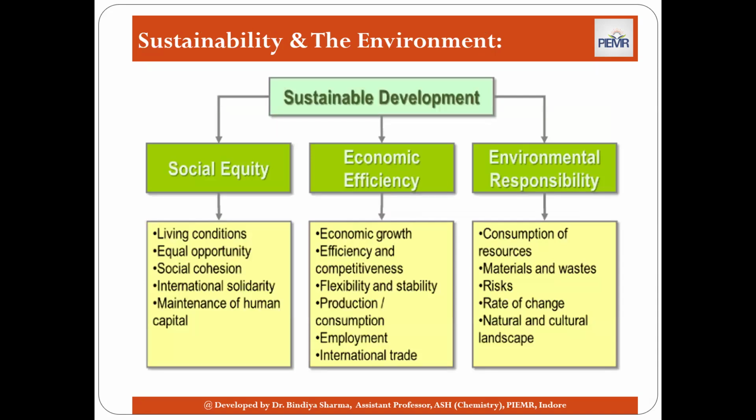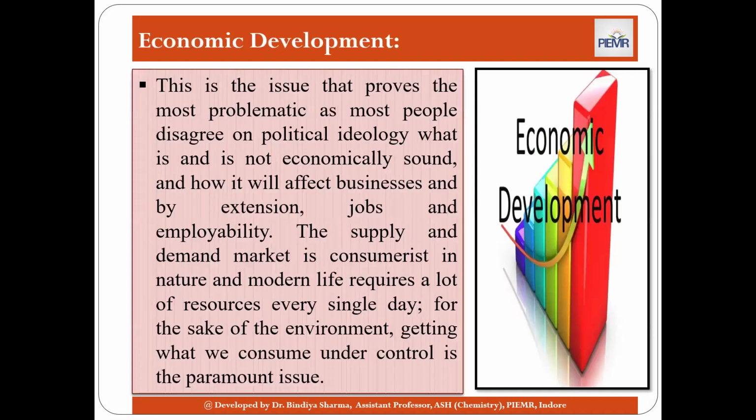So what do social equality, economic efficiency, and environmental responsibility mean to us? Social equality is about living conditions, like what has been discussed in the 17 goals, like eliminating poverty. Economic efficiency again leads to providing employment to all. Environmental sustainability or environmental development means whatever actions we are taking for the social development and the economic development should be sustainable. Let us see one by one.